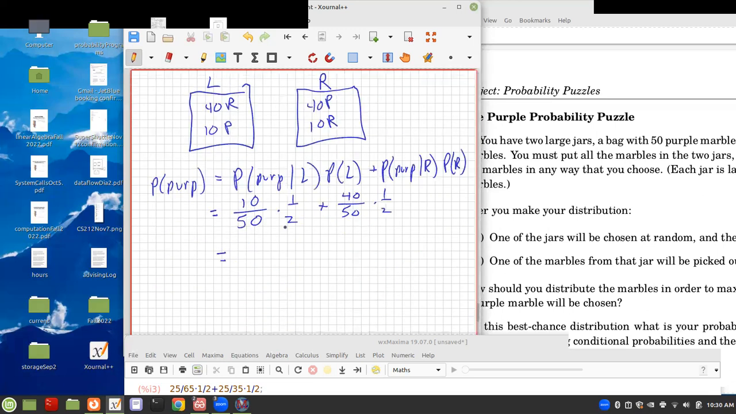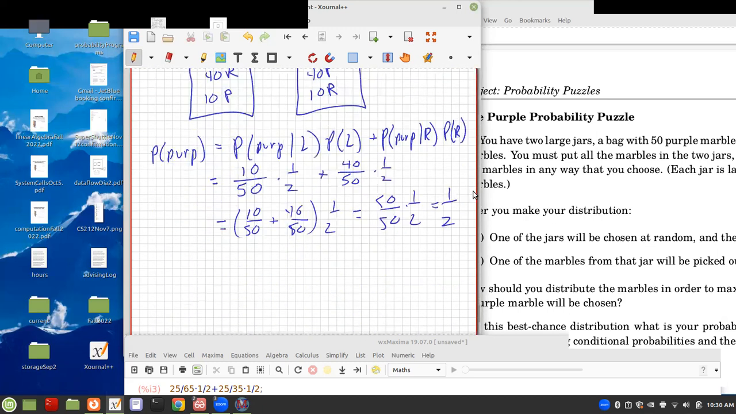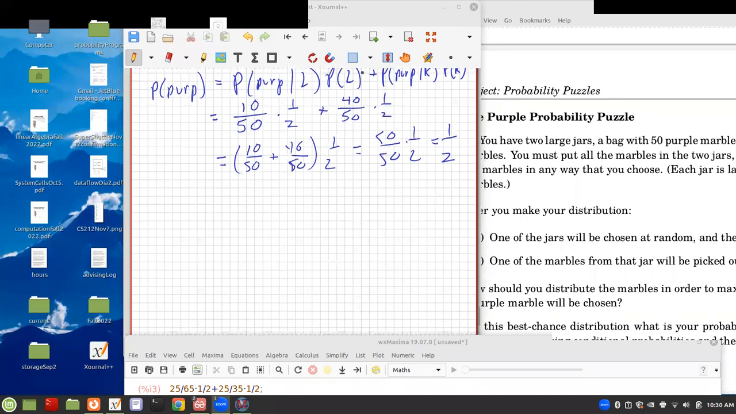And that is easier to calculate, because I could say that's 10 over 50 plus 40 over 50 times 1/2, which equals, well, this is over 50, so that's going to be 50 over 50 times 1/2, which equals 1/2. So that is another application of this, again 1/2, so it's 0.5. Okay, we have now another possibility.